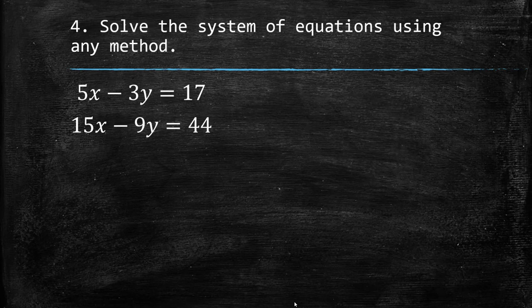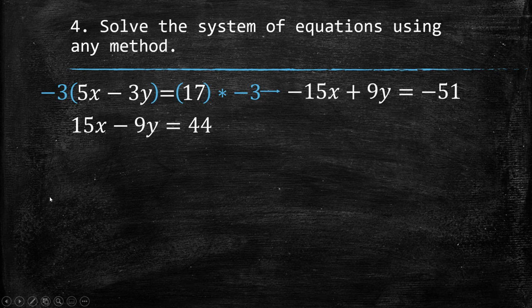Example 4, I would want to solve this with elimination again, because both equations are in standard form. If this is a 15x, we want this one to be a negative 15x, so I'm going to multiply the top equation by negative 3. So the new equation, after multiplying everything by negative 3, is negative 15x plus 9y equals negative 51. The bottom equation, I'm not going to change, so I'm just going to rewrite it below the other one.